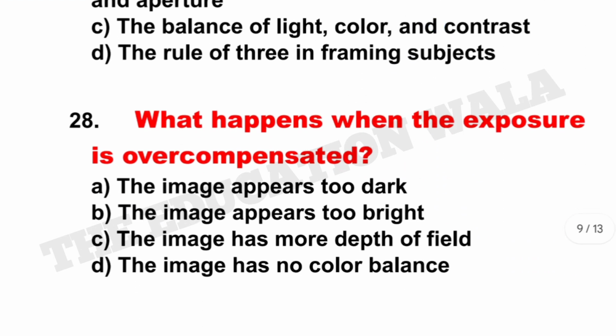Question number 28. What happens when the exposure is overcompensated? Option A, the image appears too dark. Option B, the image appears too bright. Option C, the image has more depth of field. Option D, the image has no color balance. The right answer is option B, the image appears too bright.